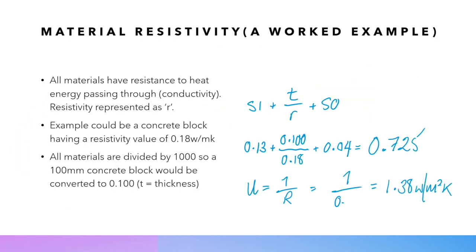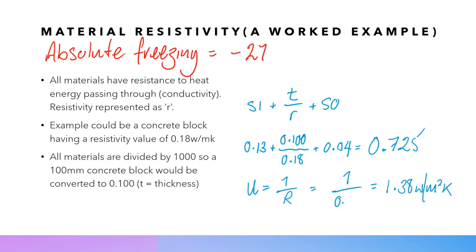So for those of you who understand Kelvin, absolute freezing equals minus 273 Kelvin, or 0 degrees in centigrade. Okay, but this is not about absolute, this is about magnitude.